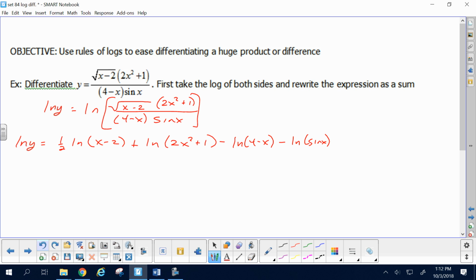Now, I've done a lot of work, but I haven't actually done any differentiating. Now let's take the derivative. What's the derivative of the left side? 1 over y dy/dx equals 1 over 2 times the x minus 2 derivative, plus chain rule, 4x over 2x squared plus 1, minus chain rule, negative 1 over 4 minus x, minus chain rule, cosine of x over sine of x.